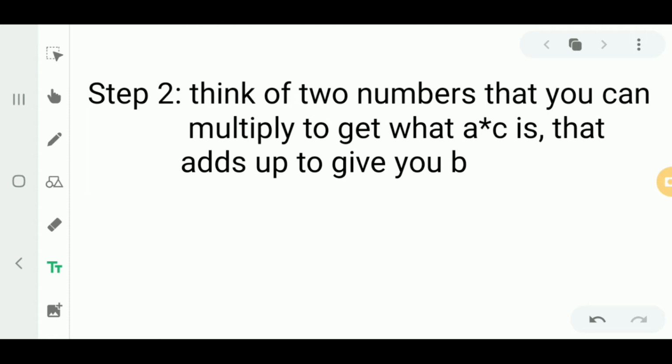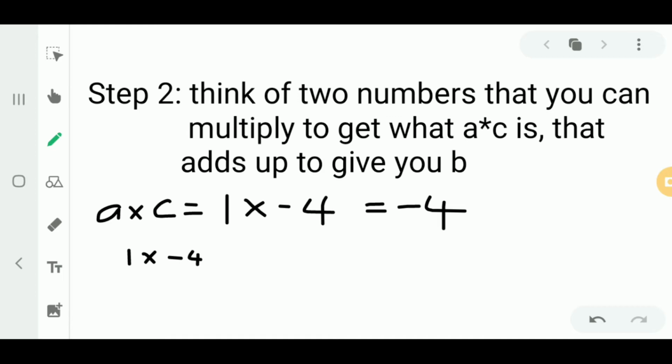Now step 2 says, think of two numbers that you can multiply to get what A times C is, that add up to give you B. So we had A times C is equal to 1 times minus 4, and we got minus 4. So you think of the factors, two numbers you can multiply to get minus 4. You could think of 1 times minus 4, minus 1 times 4, and 2 times minus 2. These are all the combinations of numbers you can multiply to give you minus 4.